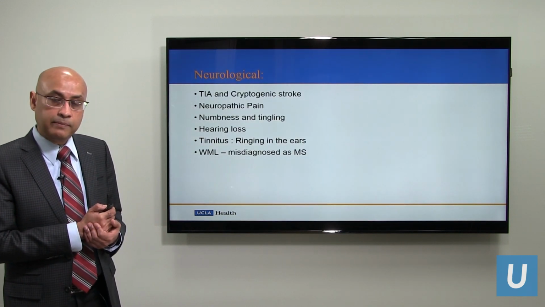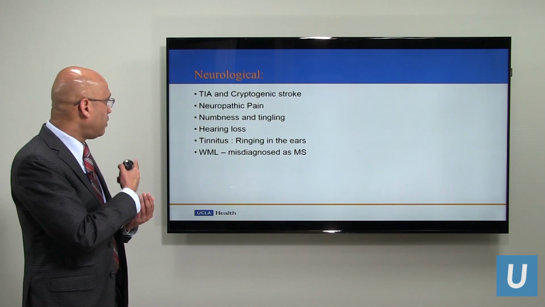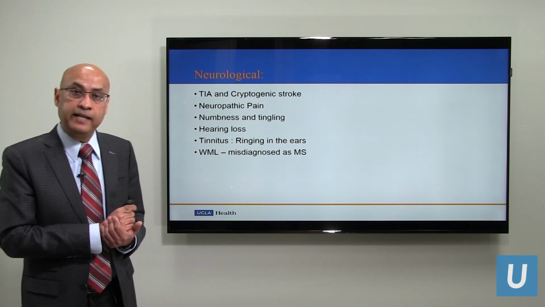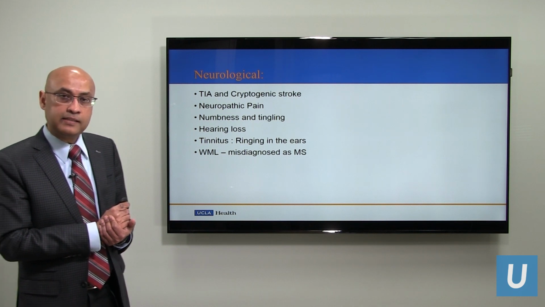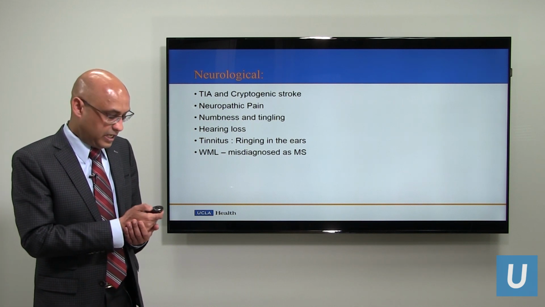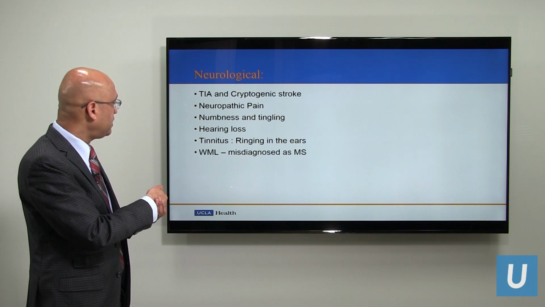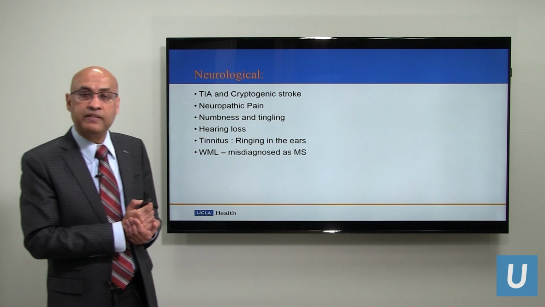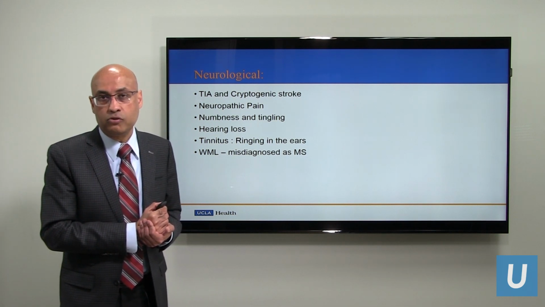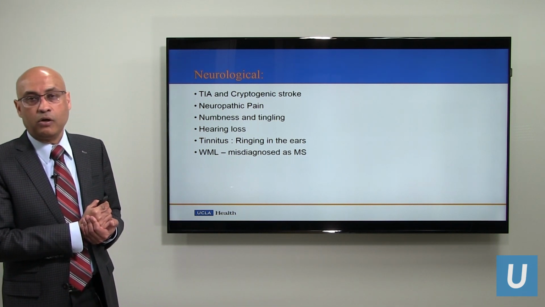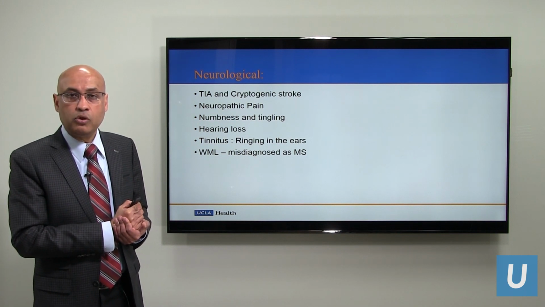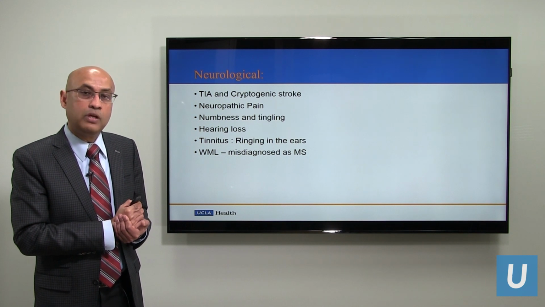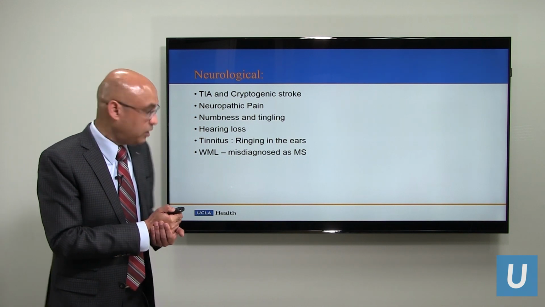Now, there are a lot of neurological manifestations of Fabry as well. I already mentioned neuropathic pain, but stroke and what we call TIAs, transient ischemic attacks, are fairly common in our patients. And the term that I used here is cryptogenic stroke. What does cryptogenic stroke mean? That means there is no known cause for the stroke, so they're idiopathic. If you have a young individual who had a stroke and the cause is not known, then Fabry definitely should be on the differential.